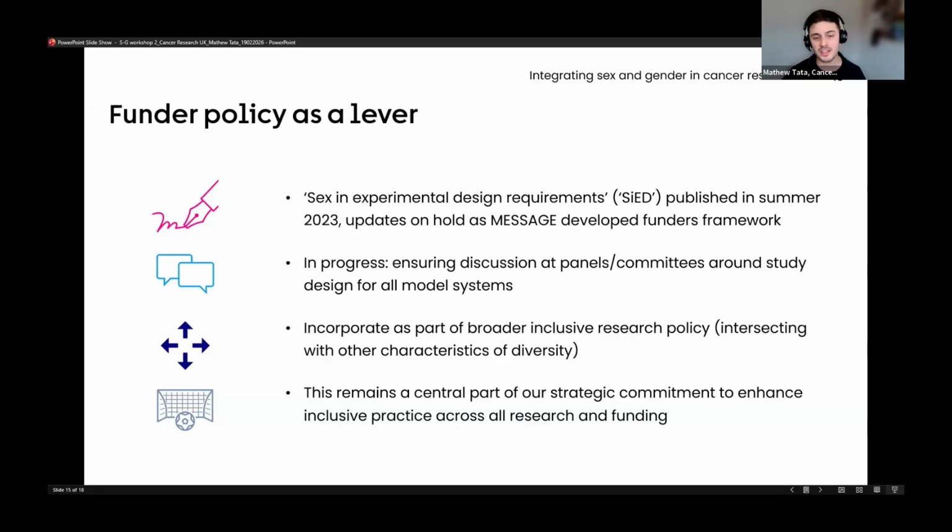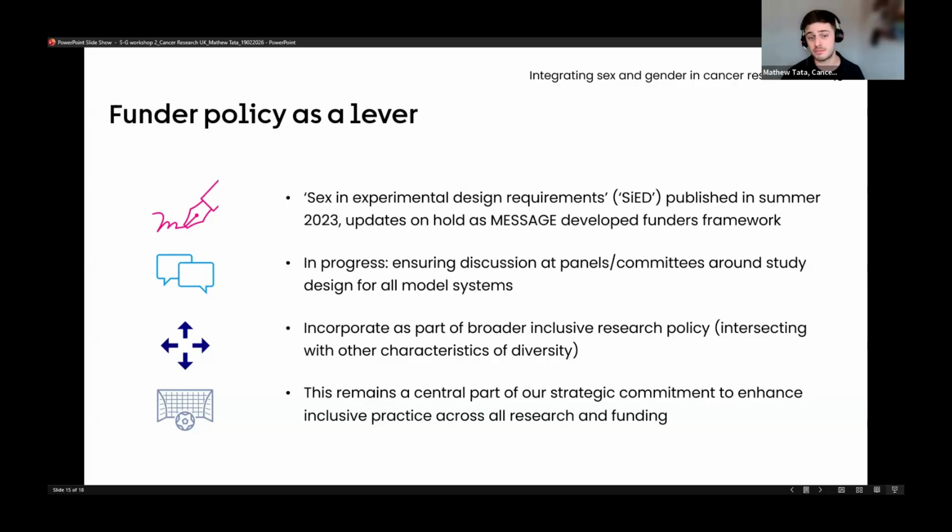we can make. Certainly something that is continually in progress is ensuring the discussion of these topics and considerations at funding panels and committees in terms of study design for all different model systems and research contexts, rather than just thinking that they're relevant to only certain pockets, particularly the preclinical basic science world. Looking forward, we want to incorporate this as part of a broader policy framework for promoting inclusive research, particularly as we focus on intersectional inclusion beyond sex and gender as 2 large and important characteristics.